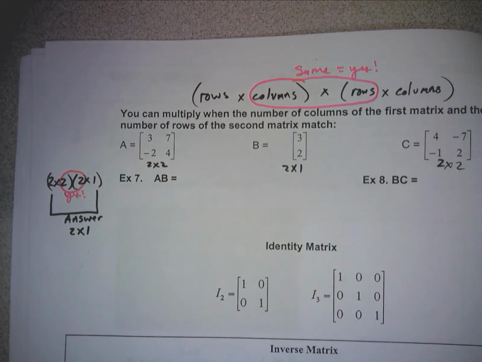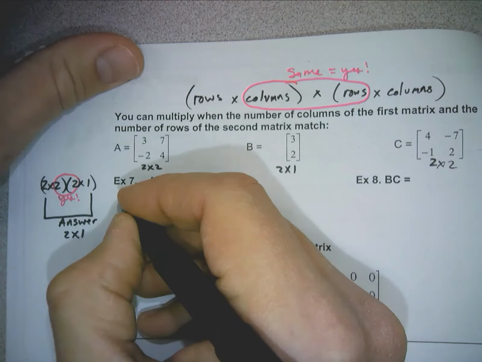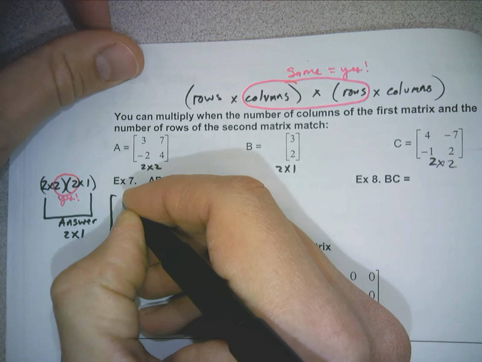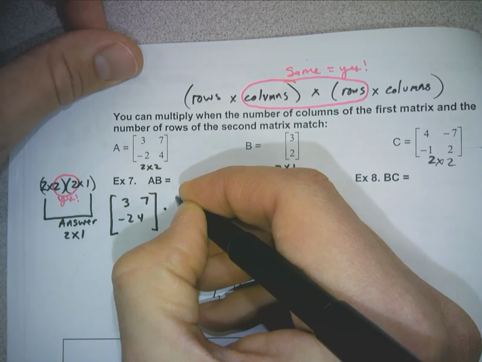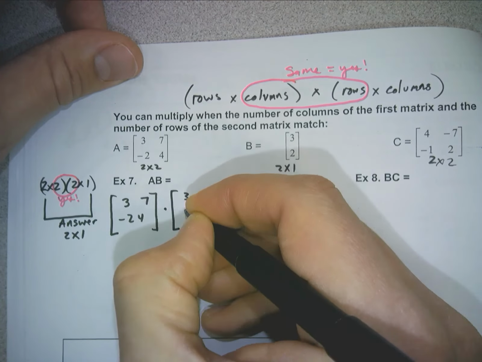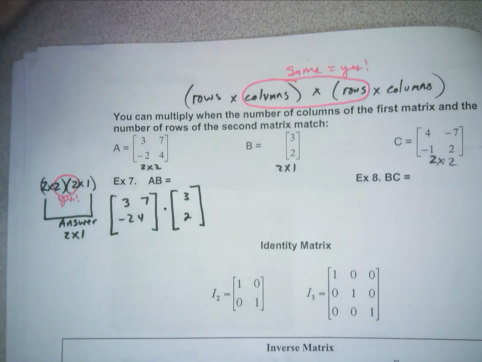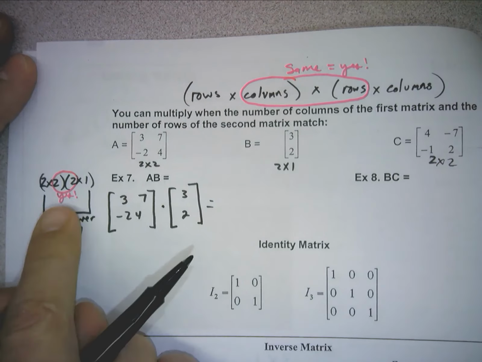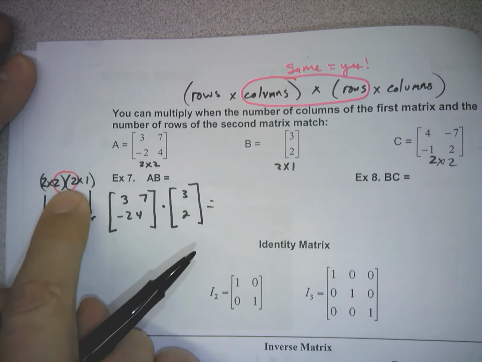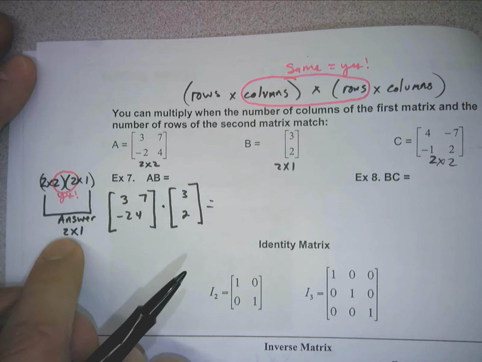So again, I'm going to show you how to do this by hand. And then after that, I'm going to show you how to use your calculator. And then from there, I don't care how you do it. You can use your calculator, you can use your mind and do it, whatever you want to do. All right, so I've got matrix A. Matrix A is a 2 by 2. It's 3, 7, negative 2, and 4. And then I'm taking that times matrix B, which is 3, 2. So far, so good. I know I can do it because the columns in the first match up with the rows of the second, and my answer is going to be a 2 by 1.